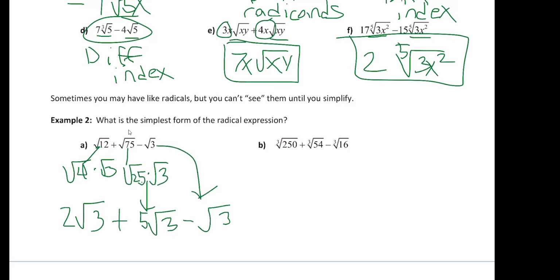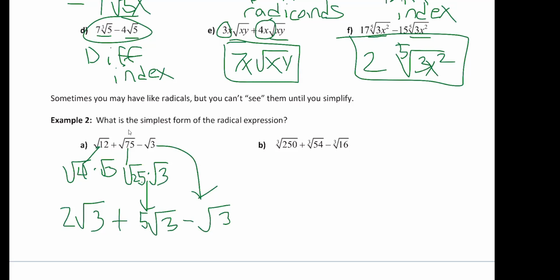But notice, once I simplify these radicals, now they're all like radicals. At first you might think, well, you can't add these together because they don't have like radicals. But if you can simplify, you want to make sure it's in simplified form, because now we can actually add and subtract these together.